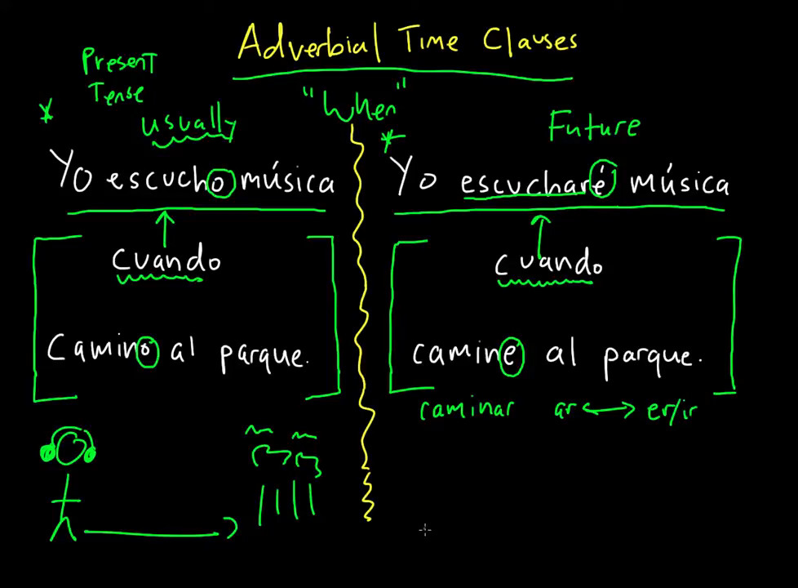So we can't really draw a picture here to illustrate this idea because I will listen to music is going to take place in the future when I walk to the park. And because that hasn't happened yet, we really can't draw a picture because it's not true yet. It could be at some point in the future.